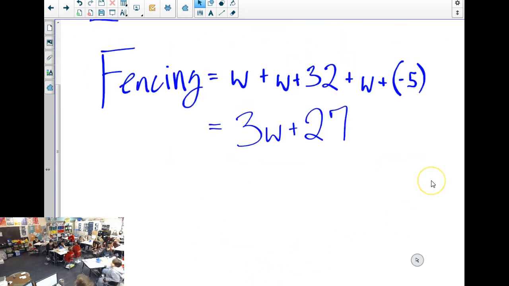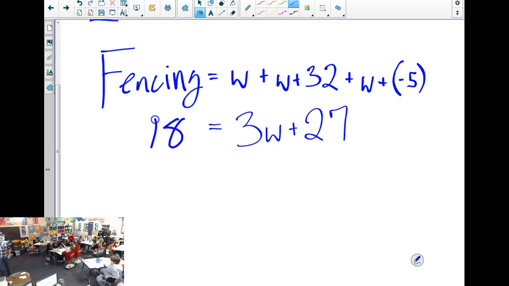So we said the total fencing we needed was 3W plus 27, right? We all have this written down in our notes. How much total fencing do we know that they use? 183. So please have this equation in your notes. 183 equals 3W plus 27. So I'm going to show you the shortcut that will save you boatloads of time. And as I've said many times before, I'm here to make your life easier.